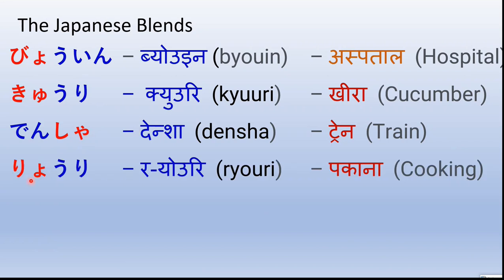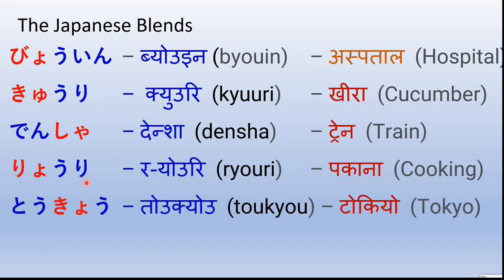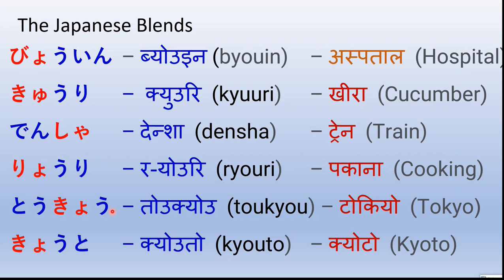Reori, which means to cook. Tokyo, the city, the capital of Japan. Kyoto, it's another city, Kyoto city. So these are all examples of blended sounds in Japanese.